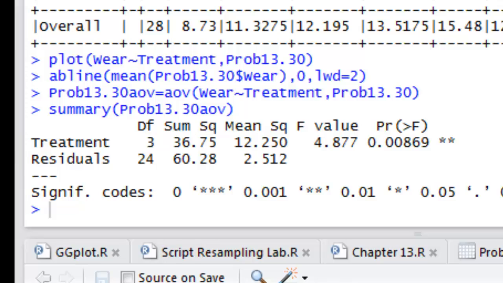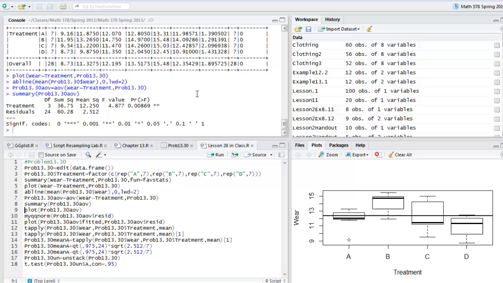That ratio is about 5, and when I account for the fact that there's randomness, it gives me a p-value of 0.00869. Remember, my null hypothesis is that all the means were equal, so based on this data, I reject that in favor of the alternative. It says that at least one of the mean wear values in this data set of plastic for one of the treatments is different than the others.